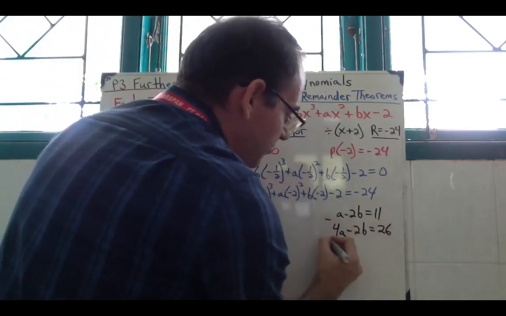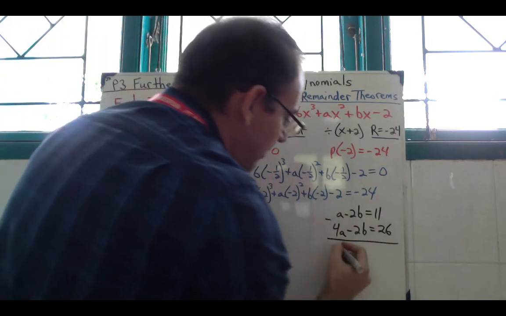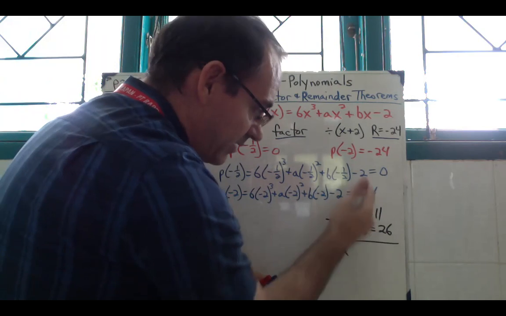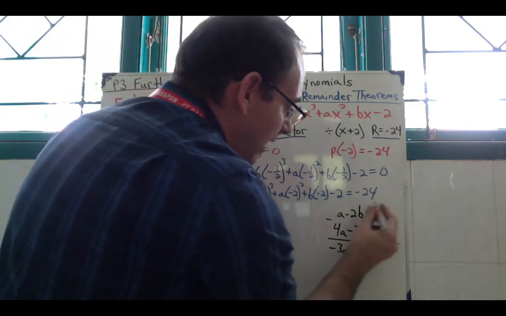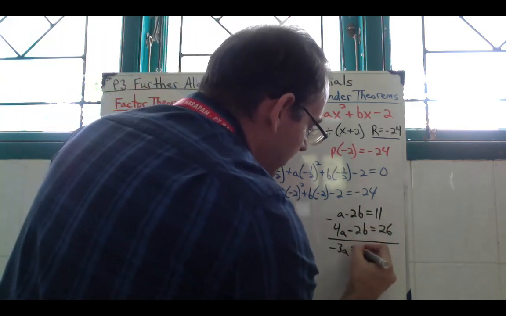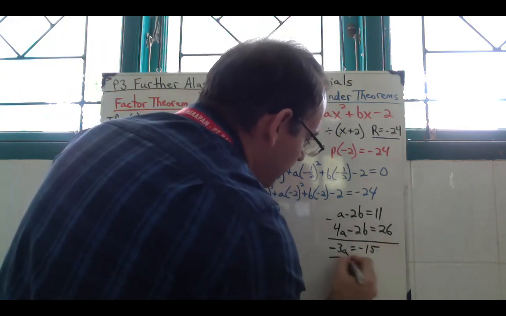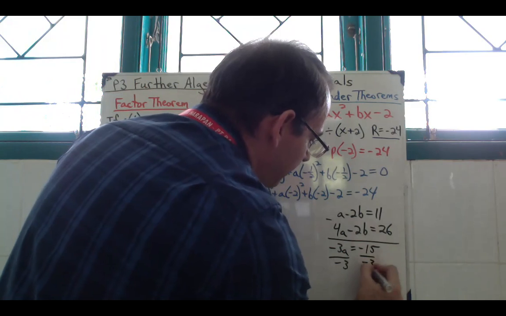Then we can just subtract. So a minus 4a, that's negative 3a. Here's negative, negative makes plus, the b's cancel. And when we subtract this, we get negative 15. So divide both sides by negative 3.